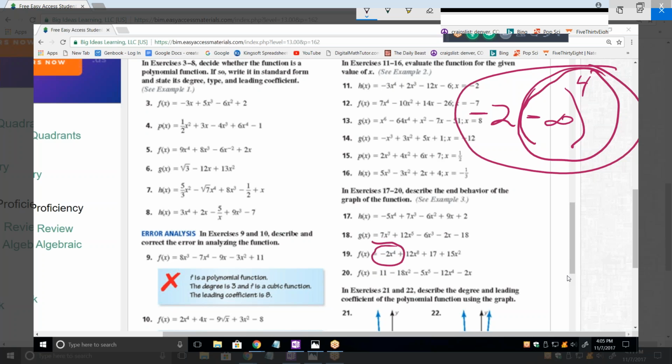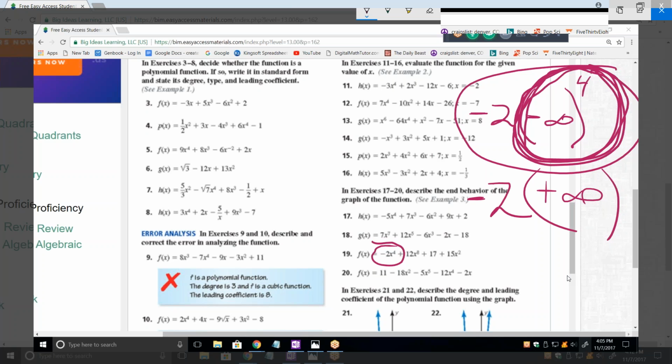Negative? This part right here, just that part, what happens to that? If I said negative 2 to the 4th power, what would it be? A positive? Yeah. So that's positive. That's positive infinity. And now we're multiplying our positive infinity by the number minus 2. So what does that become? What's minus 2 times positive infinity? Negative infinity. That's your answer.